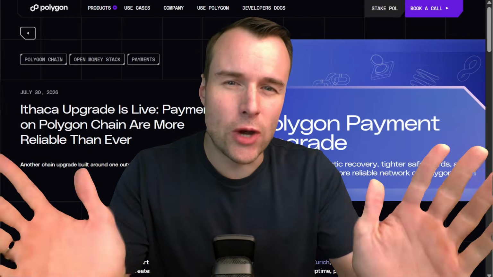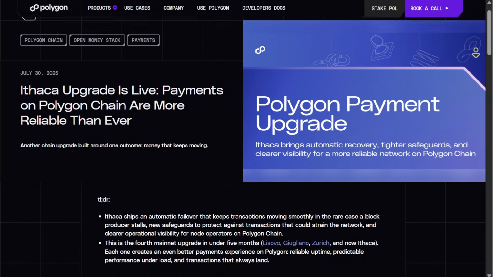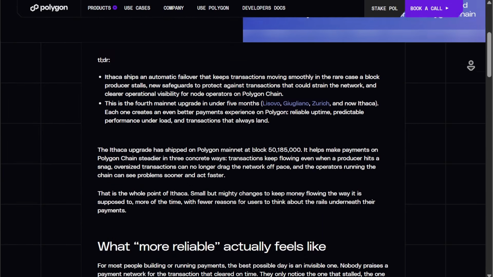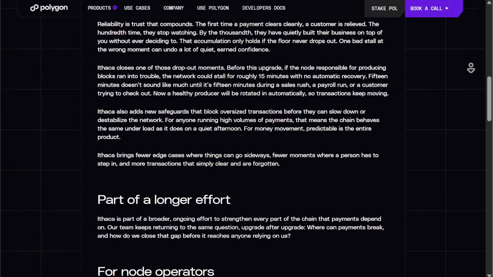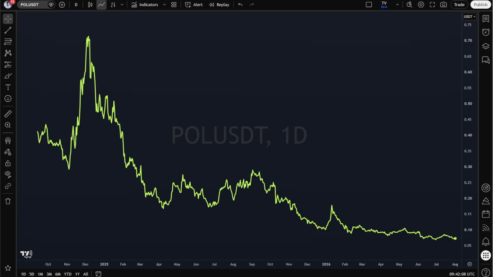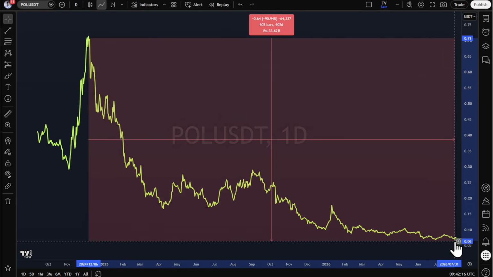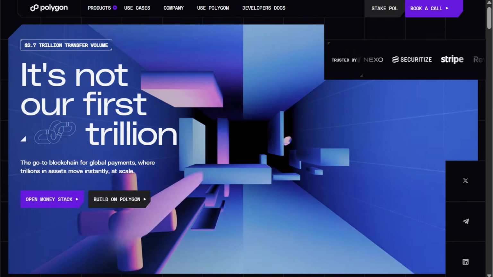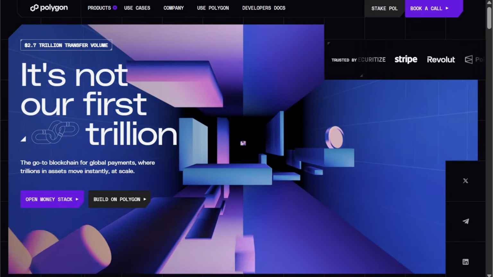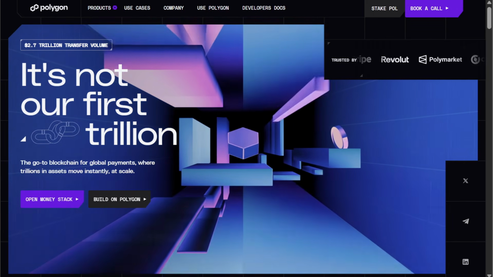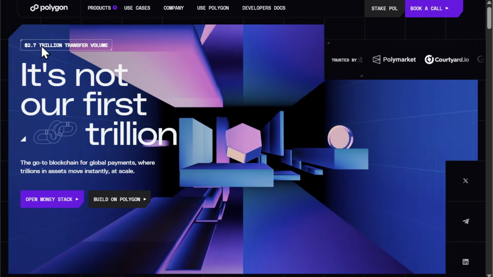Polygon had this great technical upgrade to facilitate payments to make them smoother. And we would expect that that would help the price. Unfortunately, that's not the case. This is the POL token over time, a classical pump and subsequent dump. So headlines like this, "It's not our first trillion," don't feel really well. This, by the way, is referring to 2.7 trillion in transfer volume.